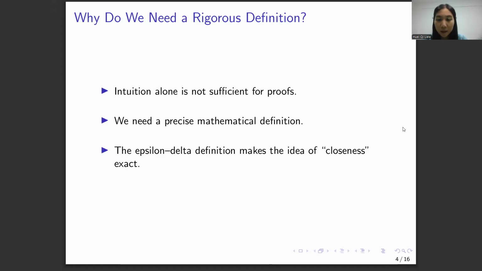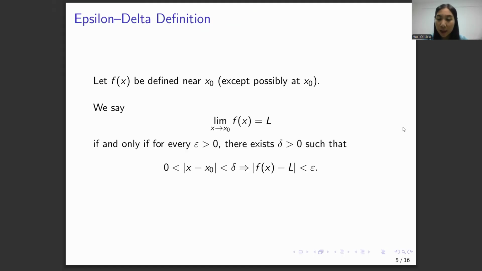In mathematics, intuition alone is not sufficient. Different people may interpret "getting closer" in different ways. So in order to write a correct and rigorous proof, we need a precise definition of a limit. To make the idea precise, we use the epsilon delta definition.